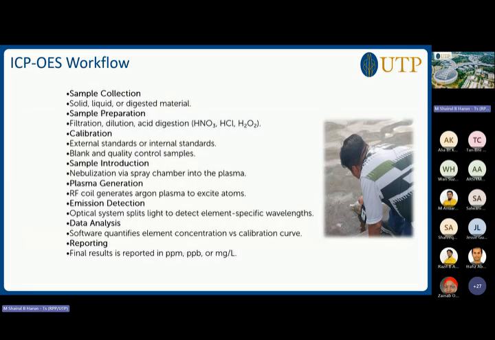Then for sample introduction, nebulization via a spray chamber into the plasma, and then plasma generation. The RF coil generates argon plasma to excite atoms, and then for emission detection, the optical system splits the light to detect the element with specific wavelengths. The next stage is data analysis. Software quantifies element concentration versus the calibration curve. And the last part is the reporting of our final results. The final result is reported in ppm, ppb, or mg/L.